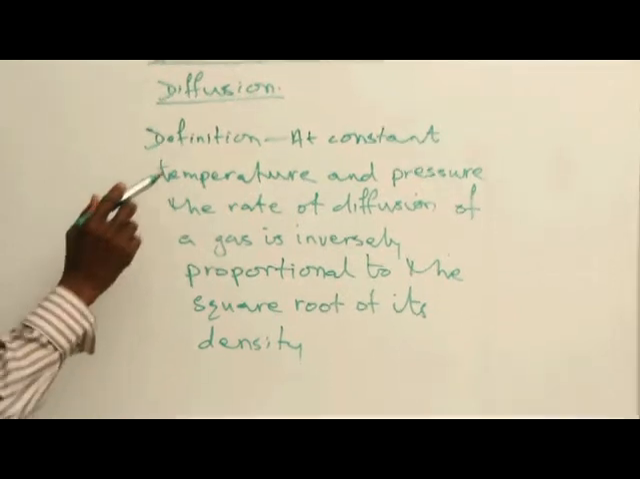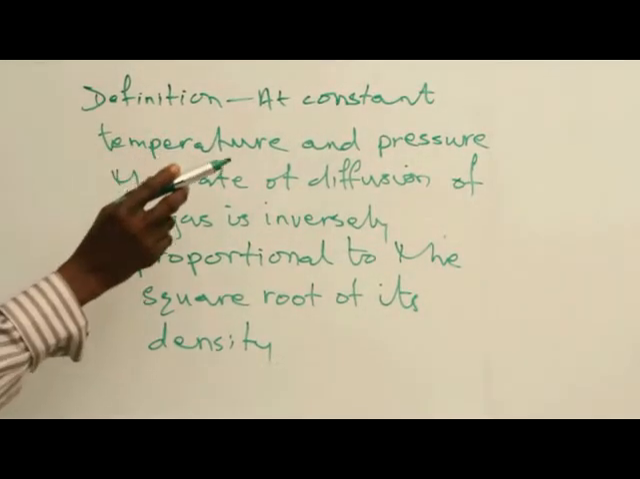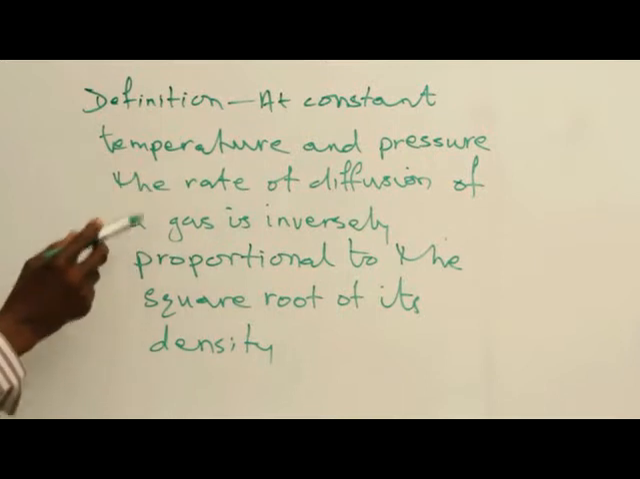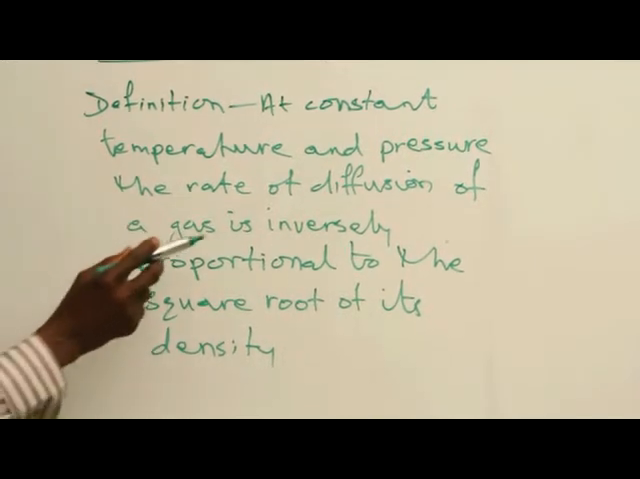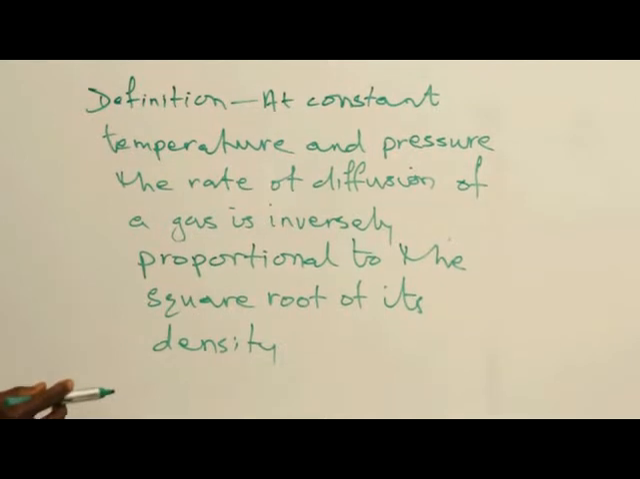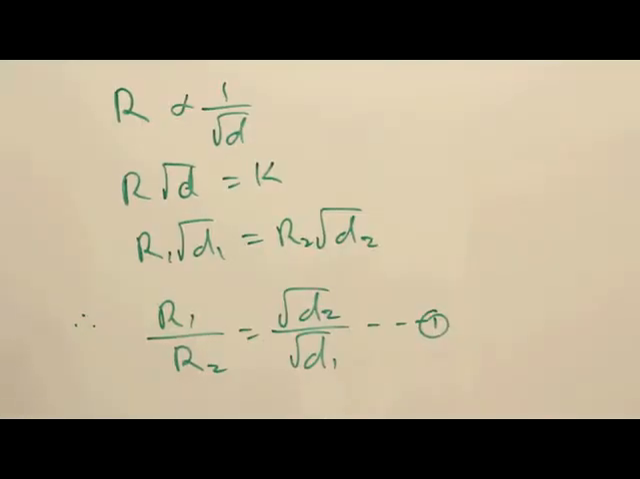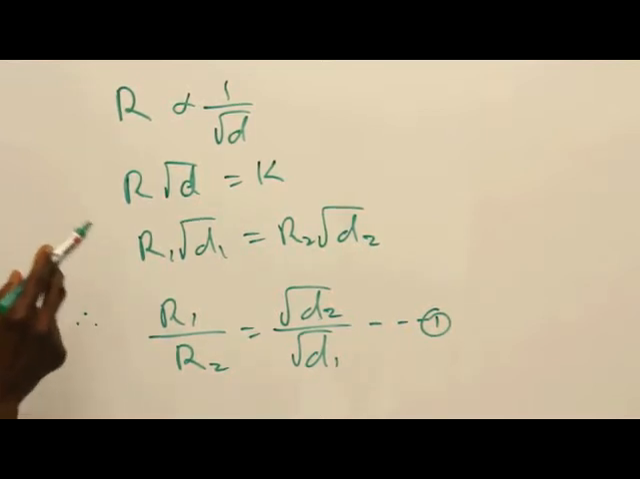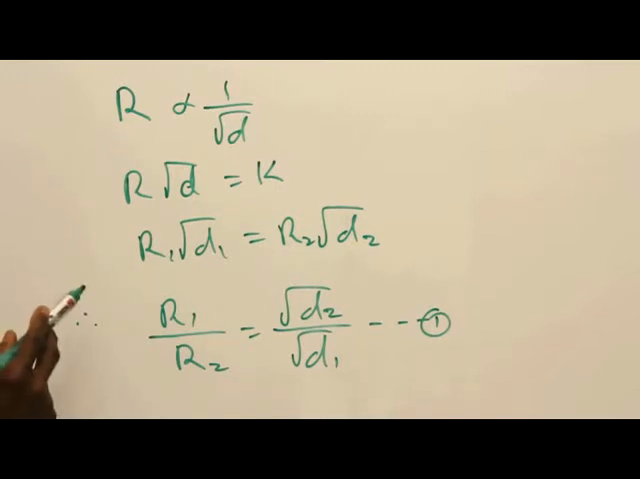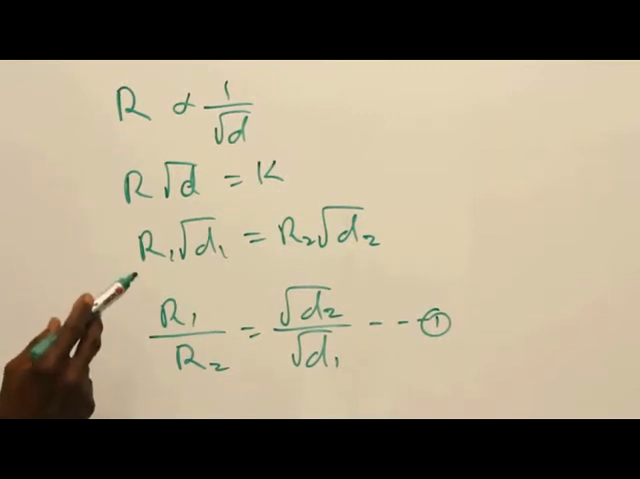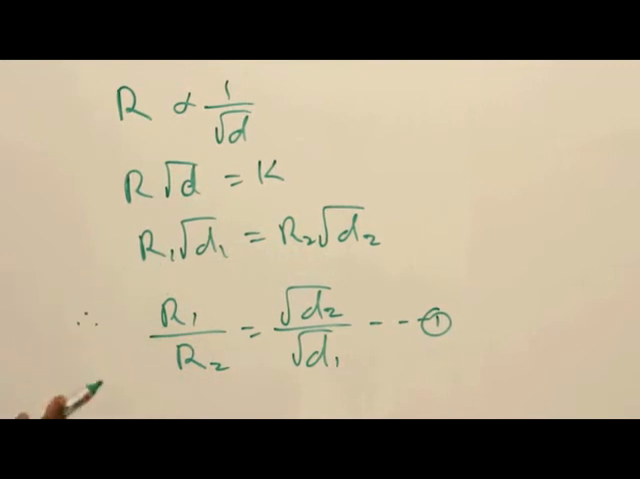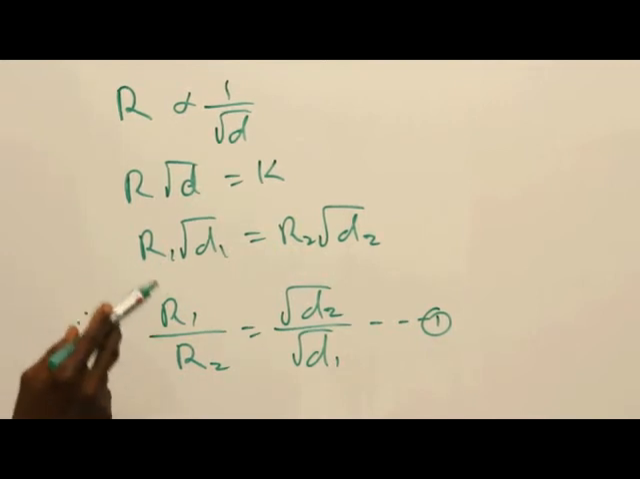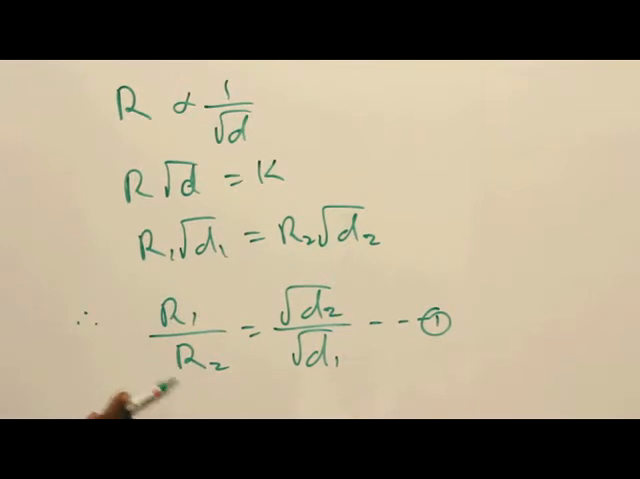It states that at constant temperature and pressure, the rate of diffusion of a gas is inversely proportional to the square root of its density. Mathematically, rho is inversely proportional to the square root of density. So if we now introduce a constant, we find that rho root d is equal to k. And consequently, rho1 root d1 equals rho2 root d2. And so rho1 over rho2 equals root d2 over root d1. That is the first equation under Graham's law of diffusion.